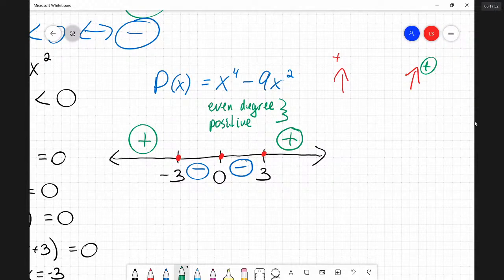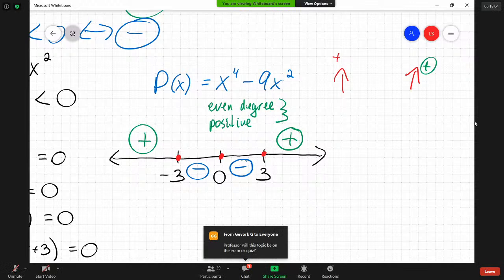So if you bounced off of your zeros and then your end behavior doesn't match, you know that there's something wrong. So you definitely want to go back and check where you made a mistake, whether it was the starting point, the end behavior, or one of the bounces from the zero.